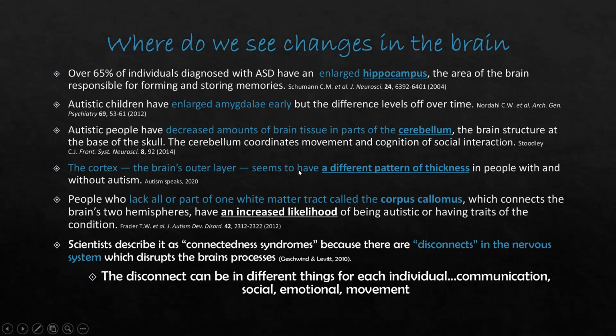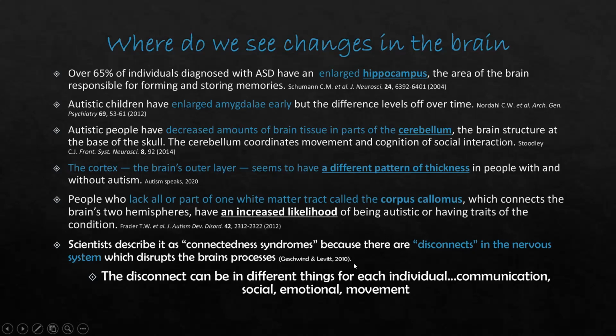That brain's outer layer, there's a different pattern of thickness. And also people who lack this stuff called white matter in the corpus callosum, which is the part of our brain that connects the brain's two hemispheres, they have a likelihood of being autistic or having those traits. Then we see scientists are describing it as a connectedness syndrome. That's because they're seeing disconnects in the nervous system. Think about that for a minute.